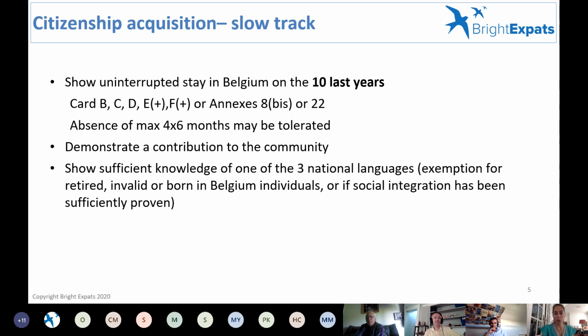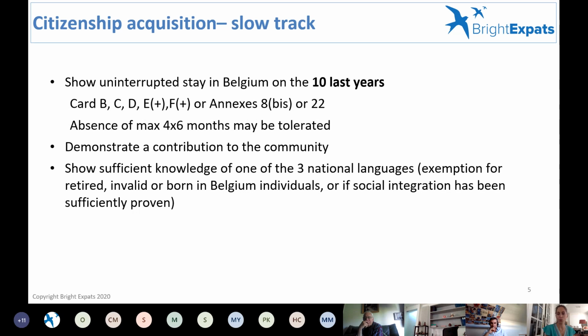Nevertheless, you will have to demonstrate a contribution to the community. You will have to show that you've been working here, that you have been paying taxes, that you have contributed to social security, that you have followed some education, that you have integrated in Belgium. Even testimonials from friends or neighbors or colleagues can be helpful. You will have to show that you know and master one of the 3 national languages again.